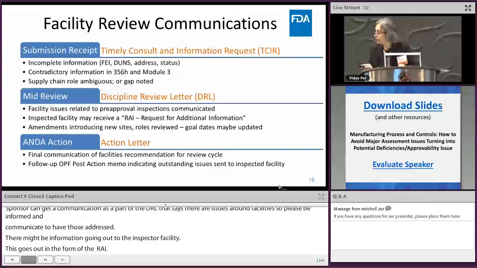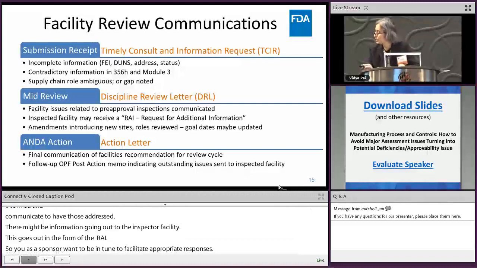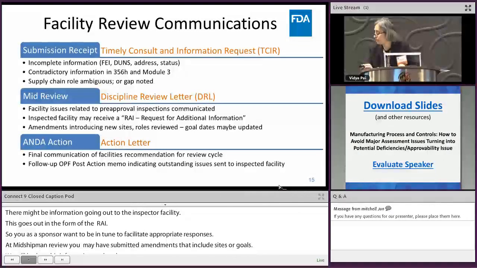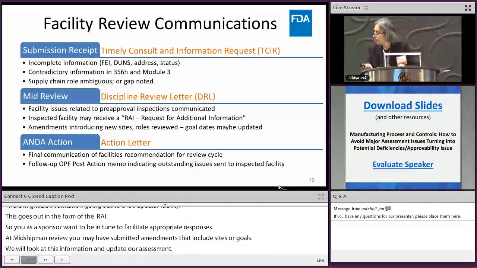At mid-review, you may have submitted amendments that include either new sites or roles. We will look at this information and update our assessments. One caveat here is that goal dates may need to be updated depending on the information received. At the end of the review cycle, there is a communication going out through the action letter.